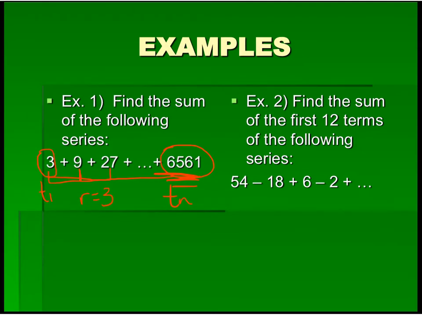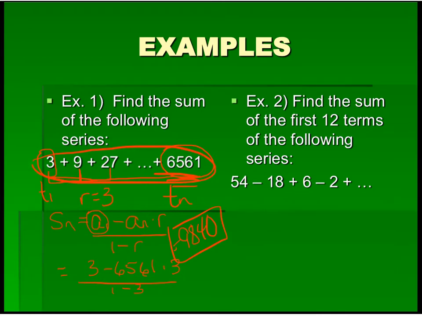So if we fill into our formula, there's our general formula, and we're going to replace the first term with 3, minus the last term, 6,561, times our r, which also happens to be 3, but that's a coincidence, all over 1 minus 3, which is negative 2. When you work this out on your calculator, and you should practice this on your calculator, you would get that the sum of this is 9,840. So the sum of these terms, if we were to add them all up, would be 9,840.